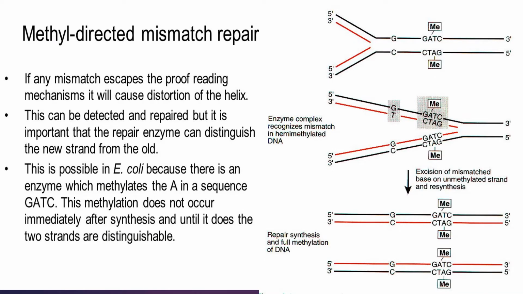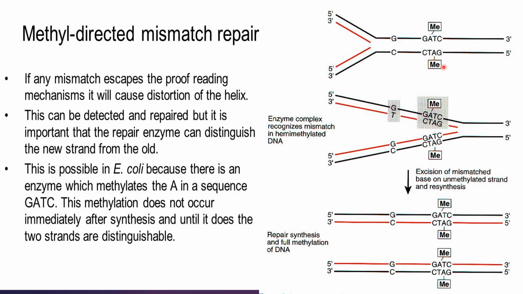Methyl-directed mismatch repair. If any mismatch escapes the proofreading, it will cause distortion of the helix. This can be detected and repaired, but it is important that the repair enzyme can distinguish the new strand from the old one. This is possible in E. coli because there is an enzyme which methylates the adenine in the sequence of GATC.